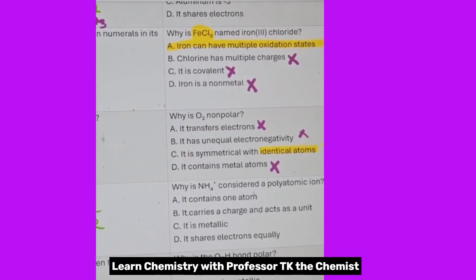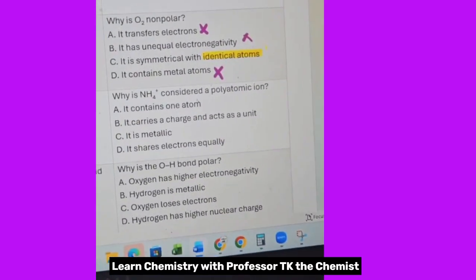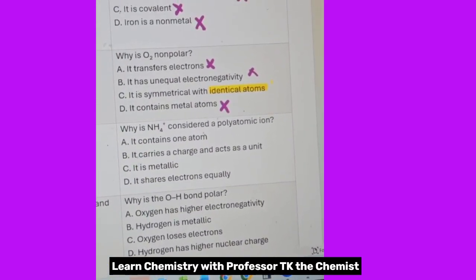Now, this next question right here. Why is NH4 plus considered a polyatomic ion? Let's talk about what it's not. It contains one atom. Absolutely not. Poly means two or more. So we know it's not that. It's not metallic. Nitrogen is nonmetal and so is hydrogen. It shares electrons equally. Nope. It carries a charge and acts as a unit. That is the answer. Polyatomic ions, you treat them as a single entity.